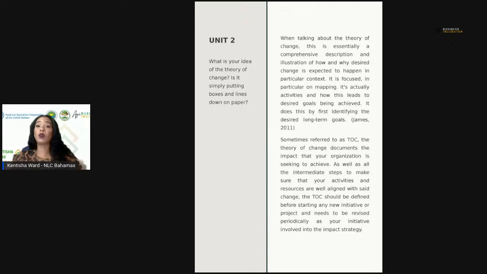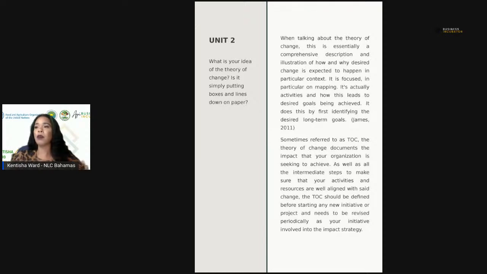These slides will also be on the Google Classroom if you want to take some time to read through them as well. So when talking about the theory of change, this is essentially a comprehensive description and also an illustration of how and why desired change is expected to happen in a particular context. It is focused on mapping activities and how this leads to desired goals being achieved.